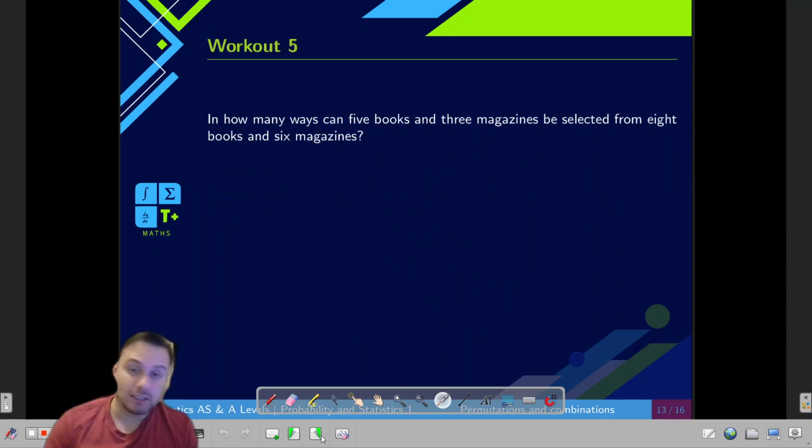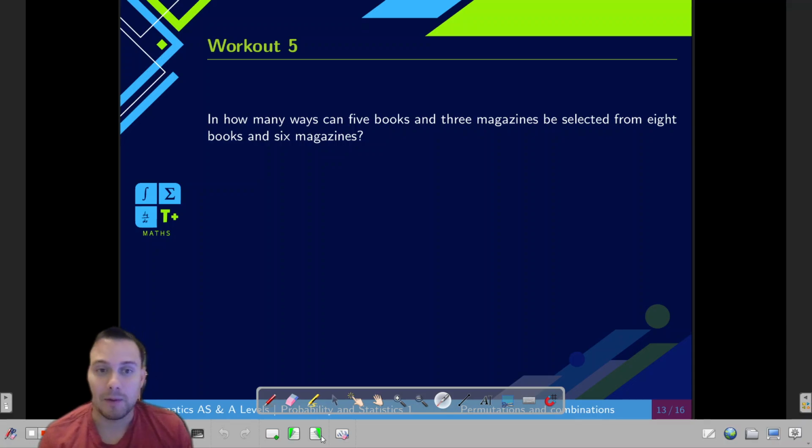Again, there's a button on the calculator that you can do this with. I'm going to show you that in this example, which asks in how many ways we can select 5 books and 3 magazines from a total of 8 books and 6 magazines. The key thing here is to separate both selections, because we are considering selections of different objects. So we need to think of this selection by considering each separately.